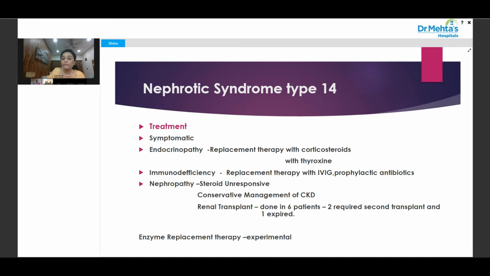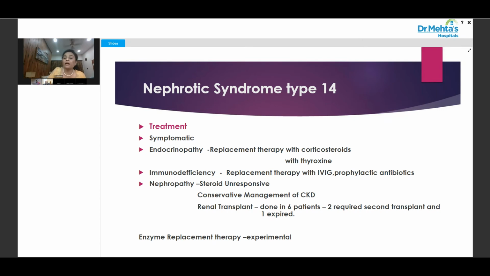For immunodeficiency, IVIG was given for a little time till we got convinced of it being a genetic etiology, along with some prophylactic antibiotics. And nephropathy in these patients is steroid unresponsive, as I said earlier. And whenever the CKD sets in, conservative management is done.